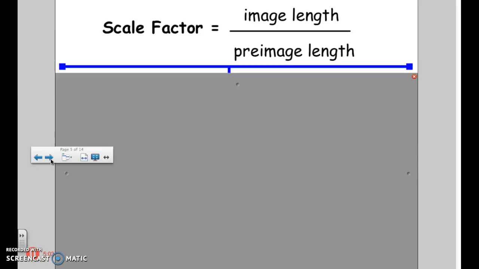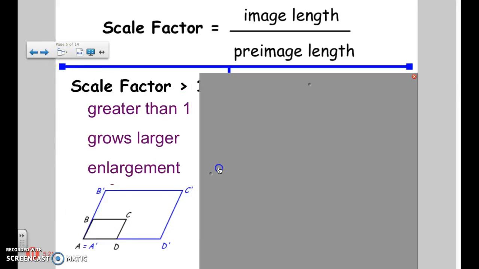So here is a way to do it mathematically. You can find your scale factor, which appears as a fraction, with the image length, that's the final length, over the pre-image, what you started with. We're going to take a look at how we can figure that out and see some characteristics of these scale factors. Let's start with one that is actually growing. When you put it into the fraction, if your answer comes out greater than 1, then it is going to grow larger.